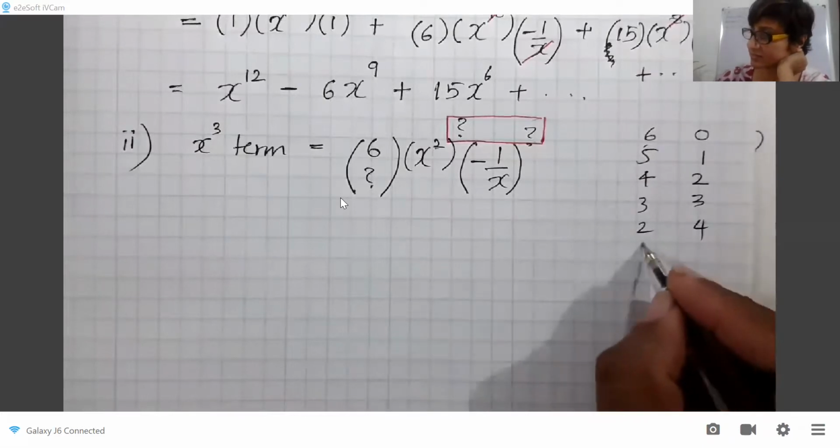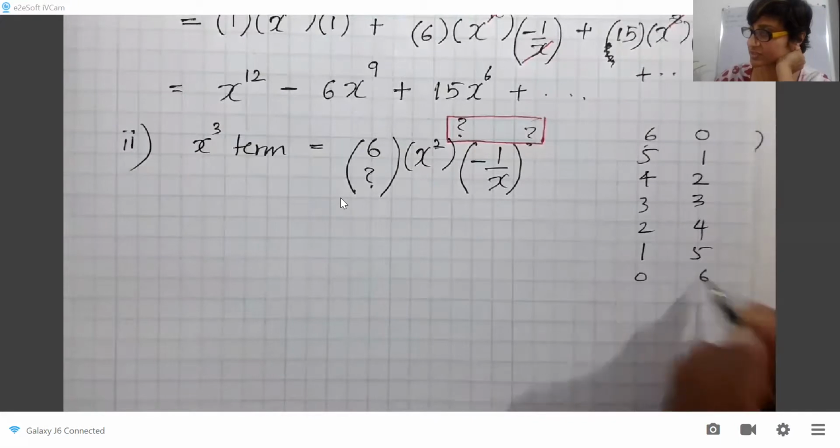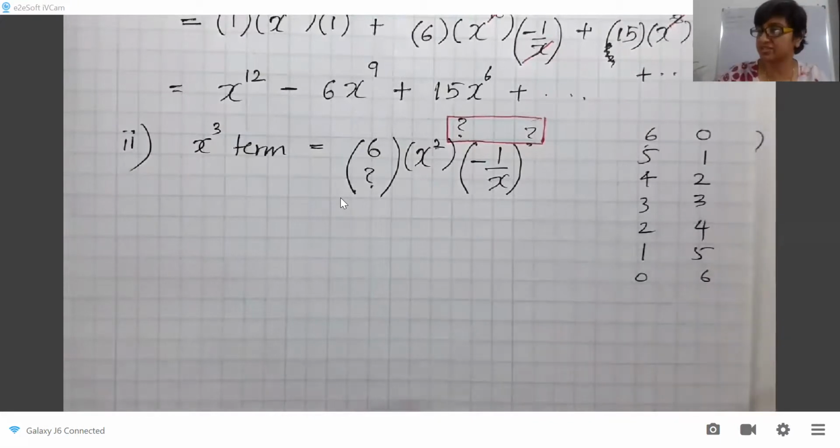Do you see it? 1, 5, 0, 6. These are all the combinations. Which one fits here to give you x cubed? Don't say it. If you have figured it out, can you drop a message privately to me?